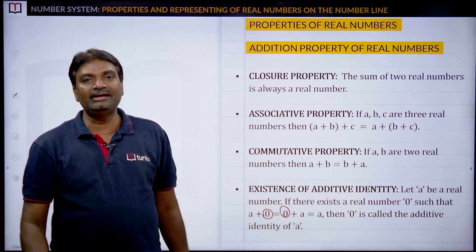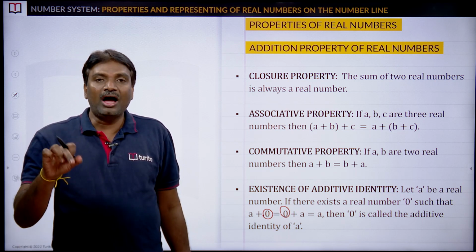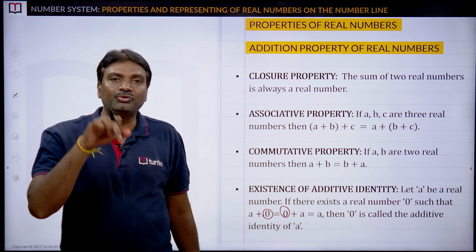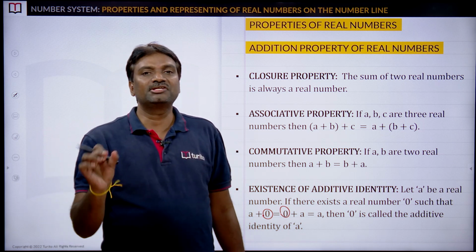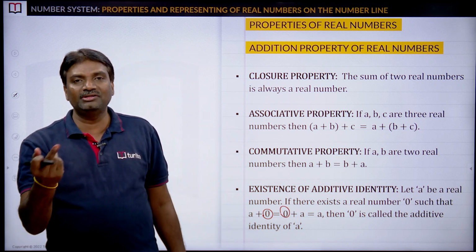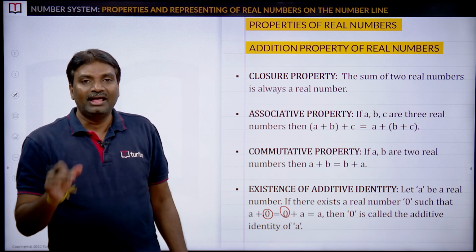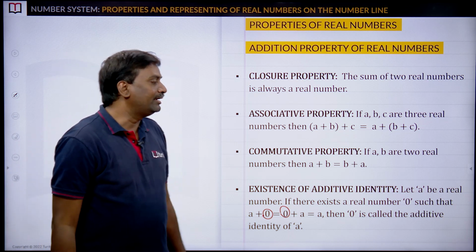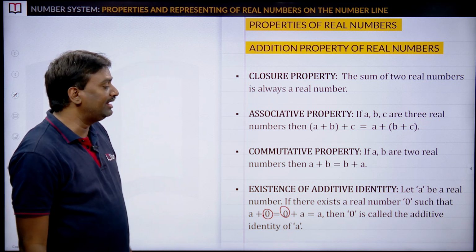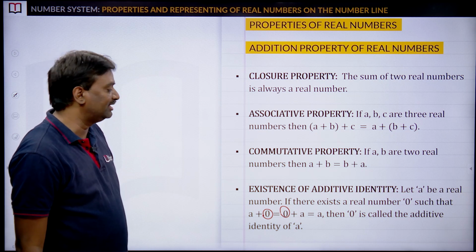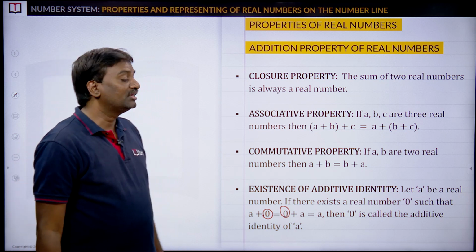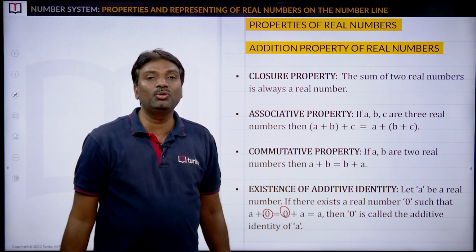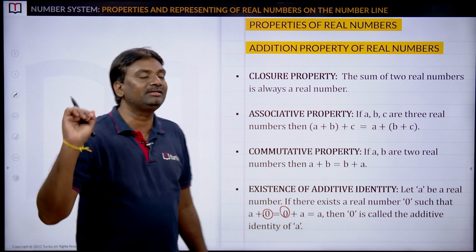Okay. For example, 10 is there. We have to add some number to 10. After simplification, again you have to get 10. When is it possible? Just by adding 0 only. Why? 10 plus 0 or 0 plus 10 equal to 10. In this case, this 0 is called the additive identity. Let a be a real number. If there exists a real number 0 such that a plus 0 equal to 0 plus a equal to a, then 0 is called the additive identity of a, whatever the real number may be.